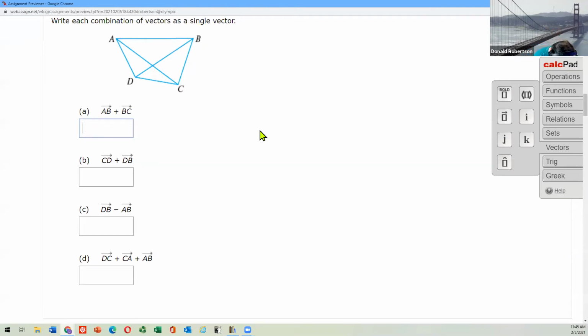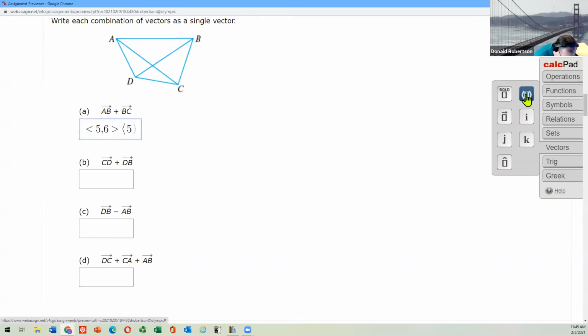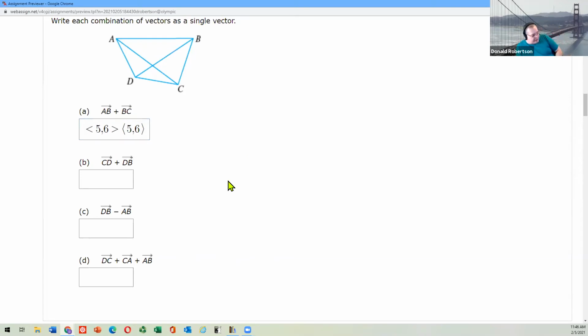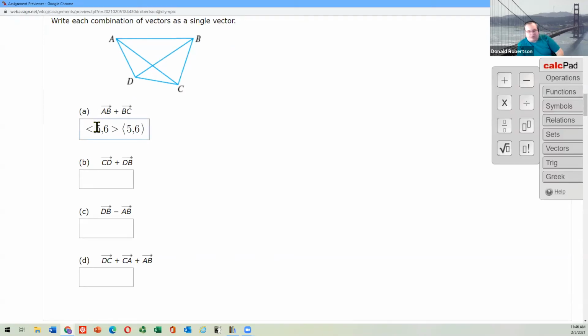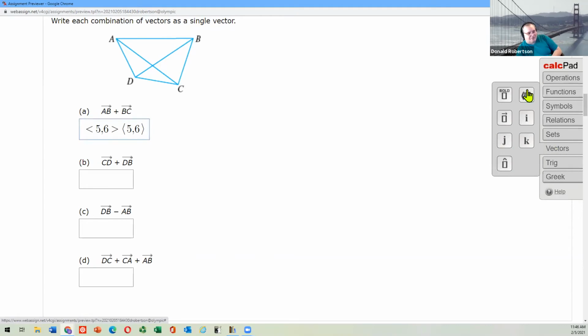Right. You see this funny little bracket here? If you look really carefully, can you see that the bracket has a slightly different look to it? If you type this in, WebAssign will say you're wrong. So just remember to hit that vector thing to keep it there.